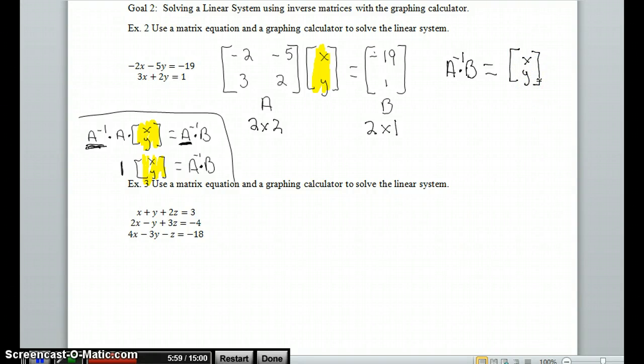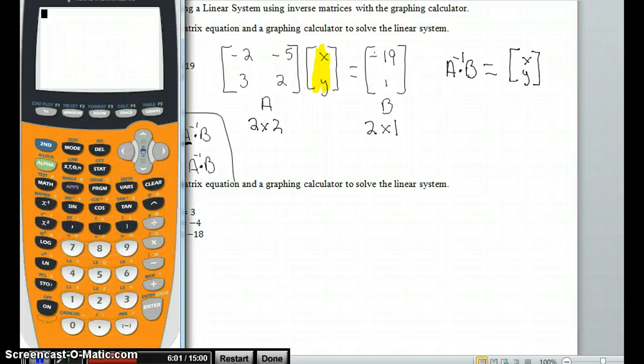Let's get our calculator and see how this works. All right, so we're going to go to second, x to the minus 1, which is matrix. We're going to move over to edit. We've done this before in chapter 1, but I'm going to go through it. We'll hit enter, and we want to put in A as a 2 by 2, so 2, enter, 2. When I type these numbers in, they go across, so negative 2, enter, negative 5, and then 3, 2.